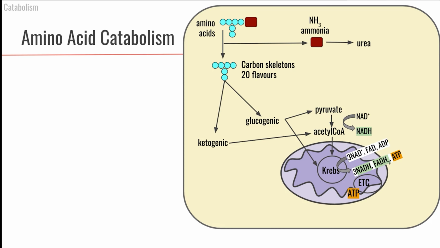Let's talk a little bit now about amino acid catabolism, how we can get energy out of our proteins. So proteins, first of all, are formed of carbon chains and an amine group, which I'm representing in this dark maroon color. The amine group contains nitrogen, and then we have these carbon chains.